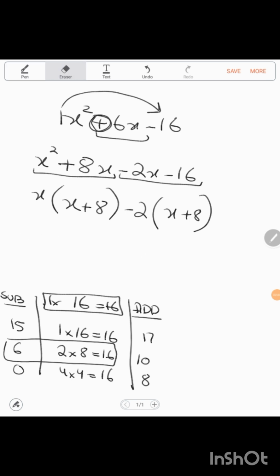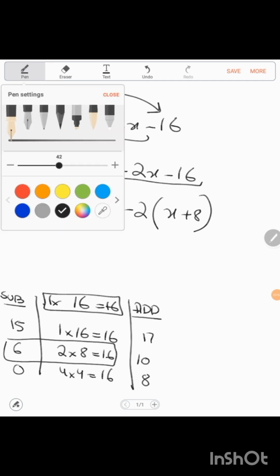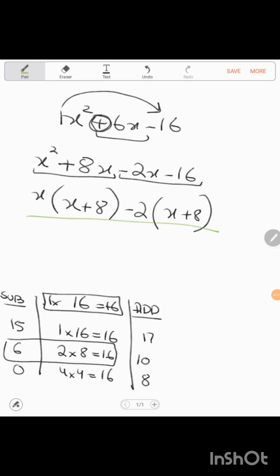Most students usually make this mistake: if they take positive 2 as common, then plus minus is minus x, plus minus is minus 8. So this factor and this factor are not the same. You need to make these two factors the same. That's why you have taken minus 2 common. So when you multiply with minus, you are going to get x plus 8 inside the bracket. So x plus 8 and x minus 2.